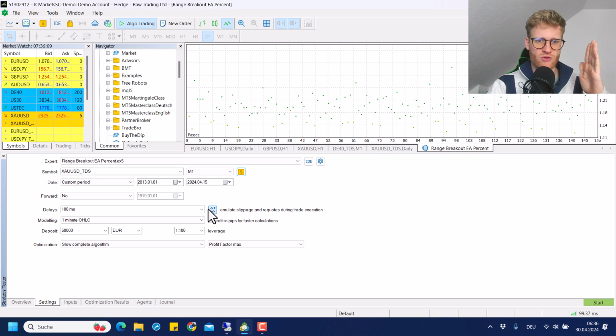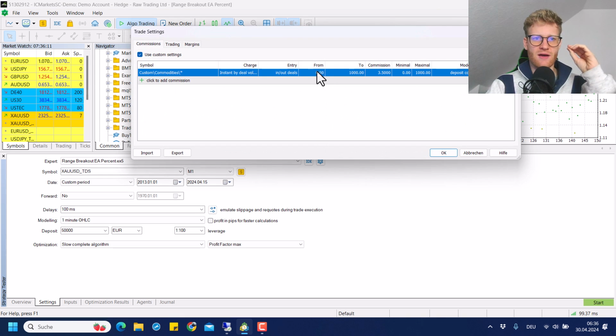Oh wait, let me show you here. So I added the commission here for my account, 3.5 euro. Actually, it's even less in the live account, but I added 3.5, so the test will have a little bit of a disadvantage compared to my live trading commissions, because my live trading commissions are cheaper, but you can see commissions are applied.